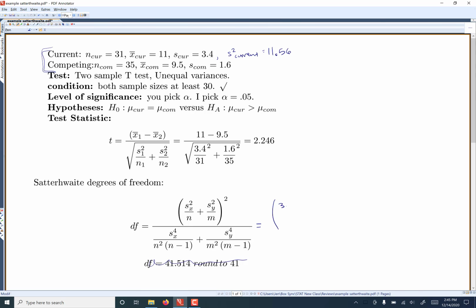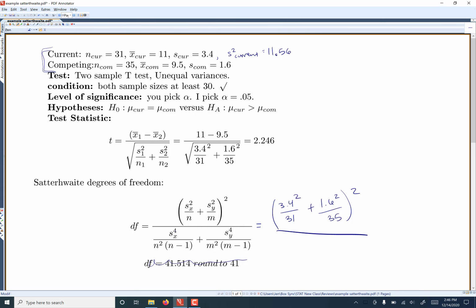So we'll do the first standard deviation squared over its sample size of 31. Plus we'll do the second variance, but we had standard deviation, so let's square it. So 1.6 squared over 35 squared. Now, for our denominator, notice this s_x to the power of 4, which means for standard deviation, we have to raise it to the 4th power. Or if you have variance already, you could just square it, because it would already be s squared.